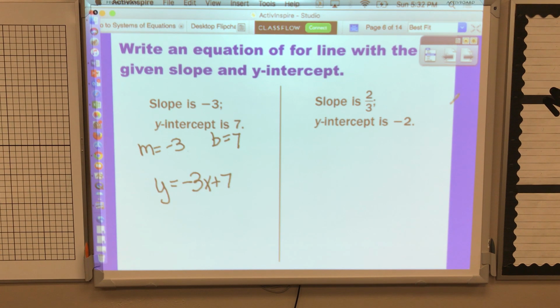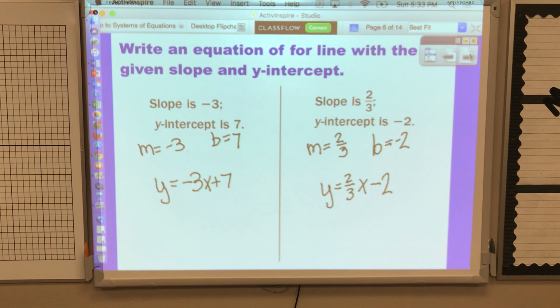The next one, slope is 2/3, y-intercept negative 2. Again, they're giving me everything I need. M is 2 over 3, b is negative 2. So y equals m, which is 2/3, x plus b, but it's plus a negative, so it's really minus 2. And there's writing your equations in slope-intercept form. Okay? See how it's super easy when they give you these two things.